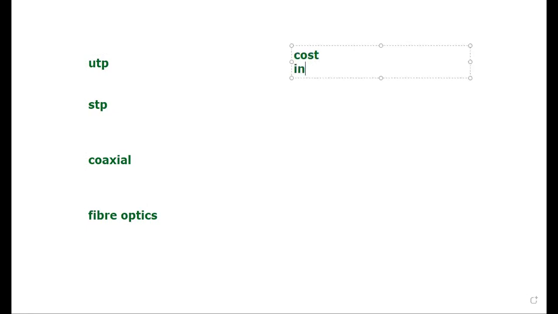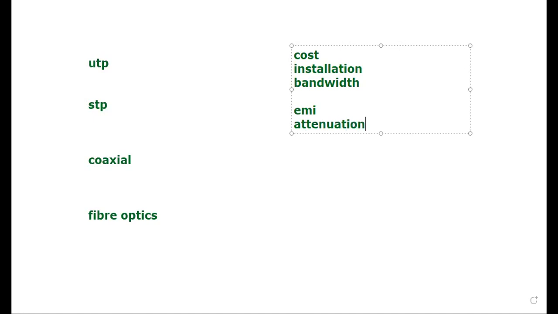You'll have to talk about the installation cost. Then you have to talk about the bandwidth, and if possible band usage, then electromagnetic interference and attenuation. These are the points which you want to cover. So naturally UTP has less cost, right? Less installation cost, less bandwidth, more EMI, and more attenuation.